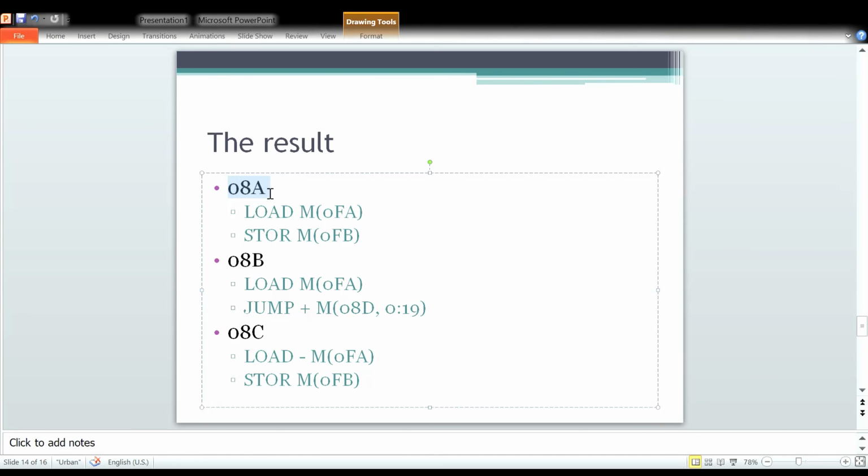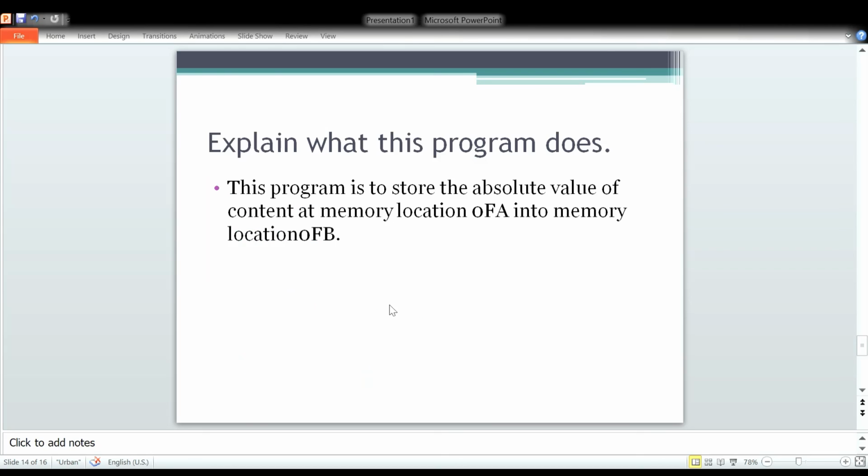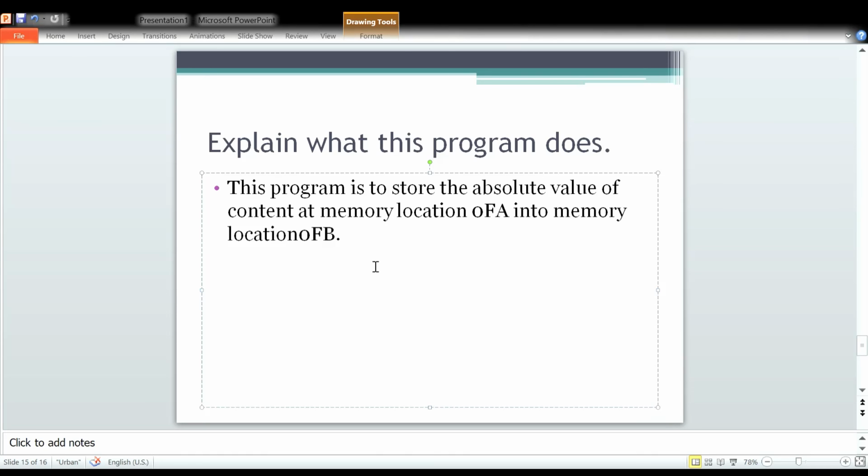For address 08A, we have this. For 08B, we have this. And for 08C, we have this. The second question is to explain what this program does. So this program stores the absolute value of the content at memory location 0FA into memory location 0FB.